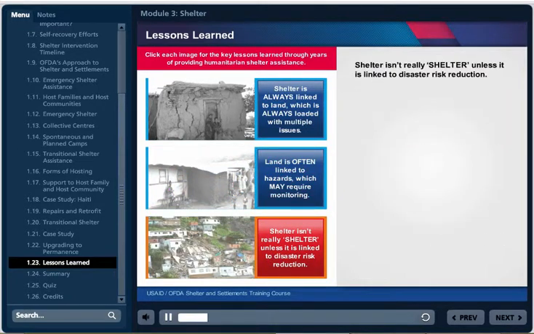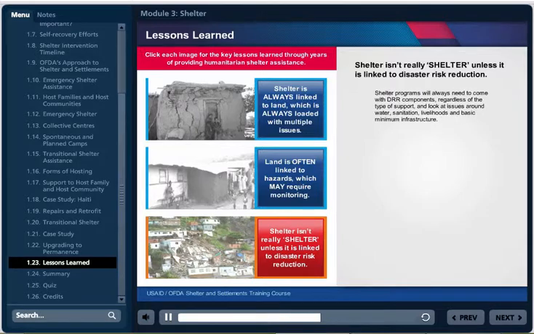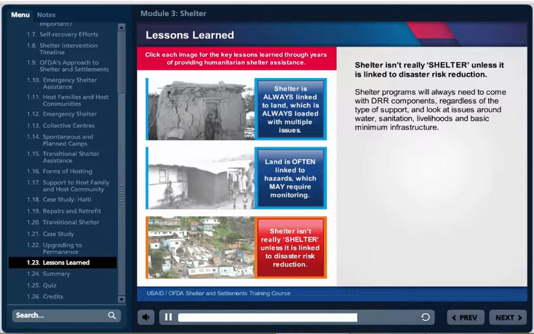Shelter isn't really shelter unless it is linked to disaster risk reduction. By now, this should not have come as a surprise. Shelter programs will always need to come with DRR components, regardless of the type of support.